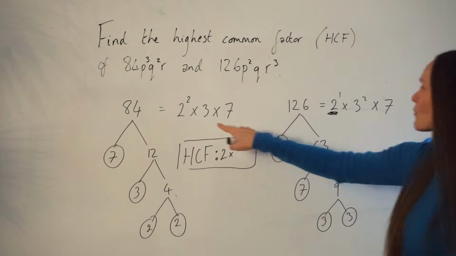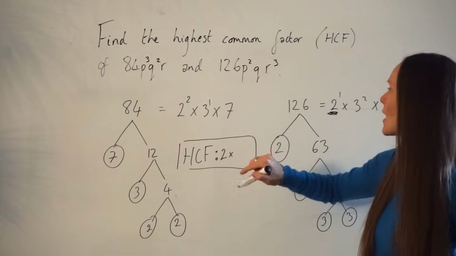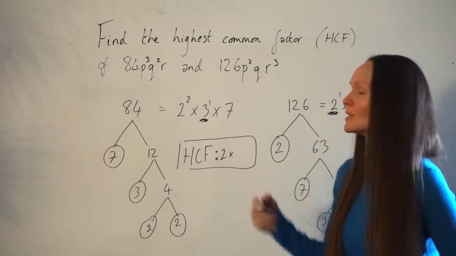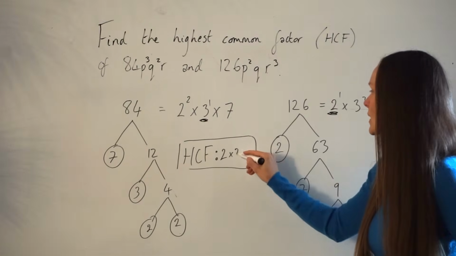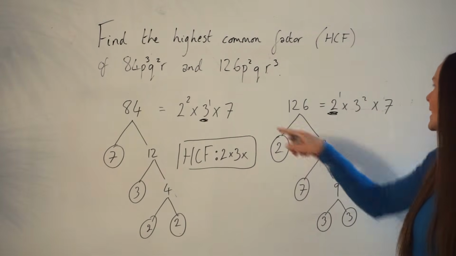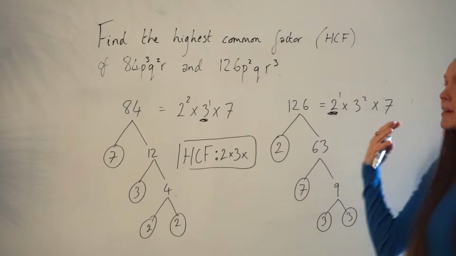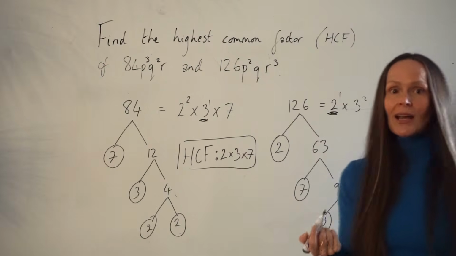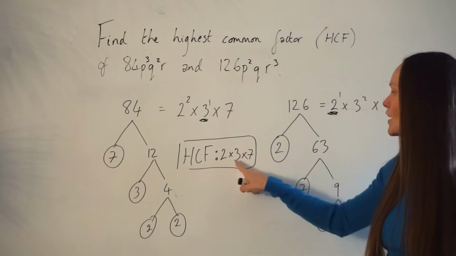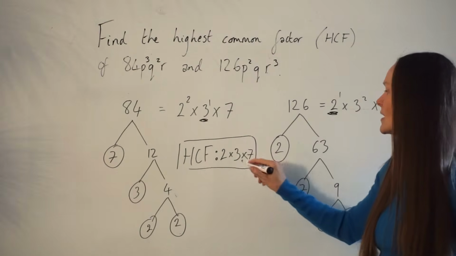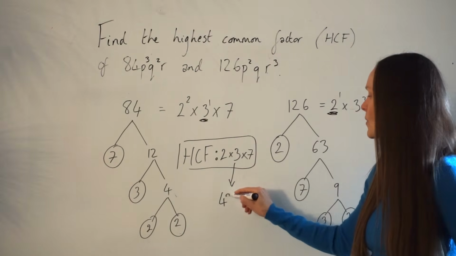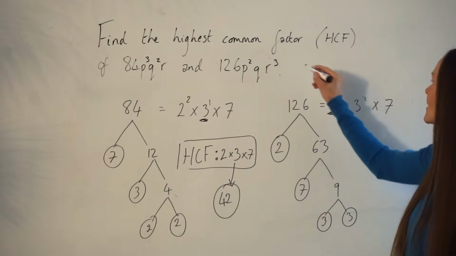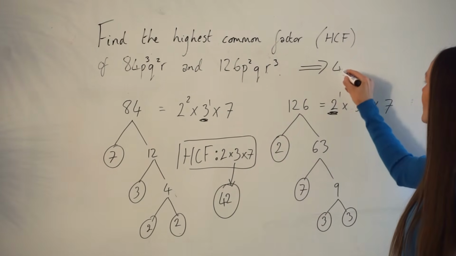Next, if we look at the number 3, so we've got 3 here, which is like 3 to the power of 1, compared with 3 squared. So this is the one with the smallest power. So we're going to times by 3. And finally, here we have 7 and 7. Well, they're identical on both sides, so that one just stays the same. And then you need to work out what this comes to. So 2 times 3 is 6. 6 times 7 is 42. So that is the highest common factor of 84 and 126. So that's the first part to our answer.